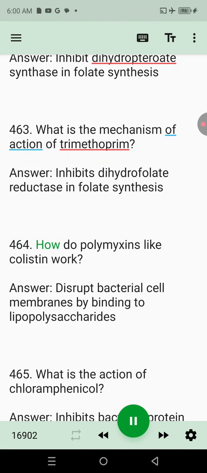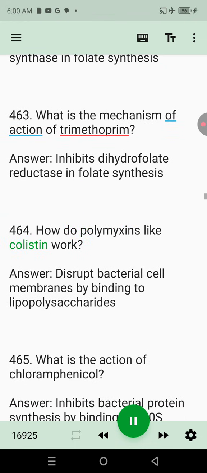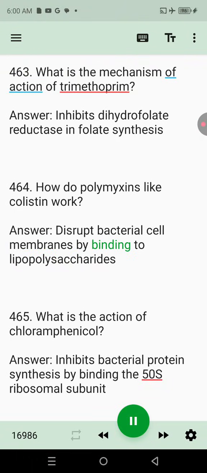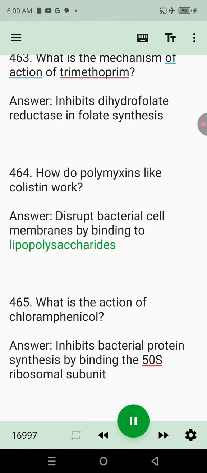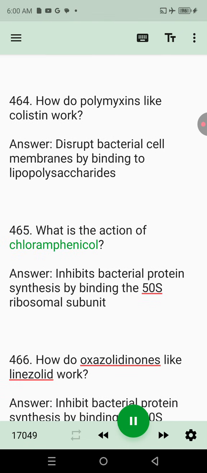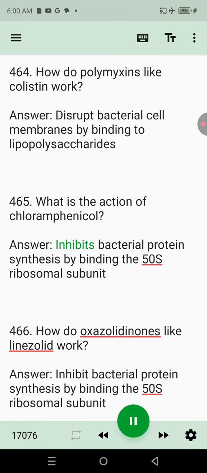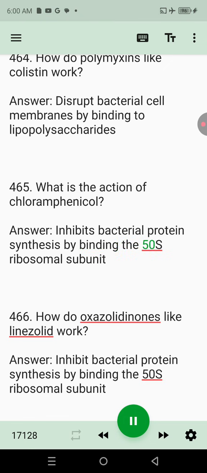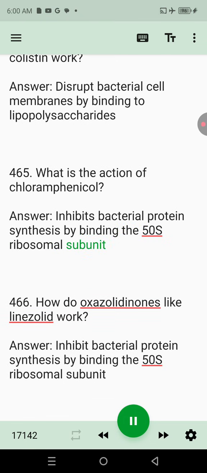464. How do polymyxins like colistin work? Answer: Disrupt bacterial cell membranes by binding to lipopolysaccharides. 465. What is the action of chloramphenicol? Answer: Inhibits bacterial protein synthesis by binding the 50S ribosomal subunit.